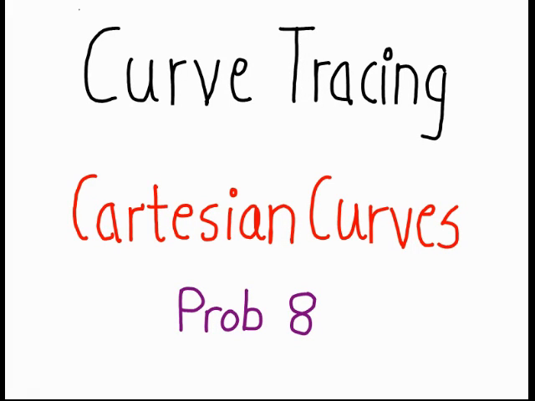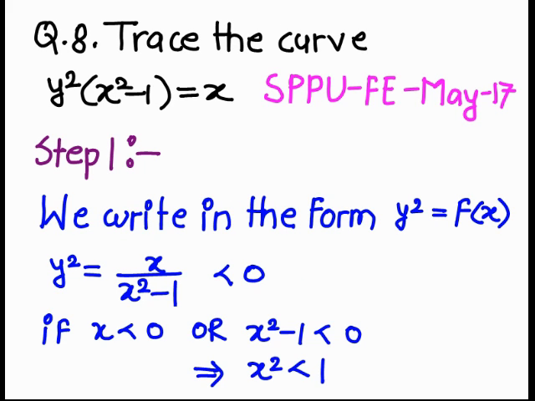Welcome to all. In this mathematics video, we study how to trace a Cartesian curve with the help of an example. Problem number 8. Trace the curve y square in bracket x square minus 1 equal to x. This question was asked in the first year engineering exam, May 17, in SPPU University.